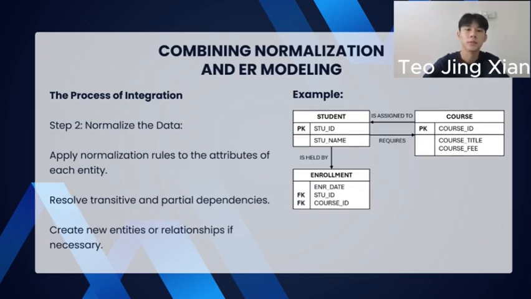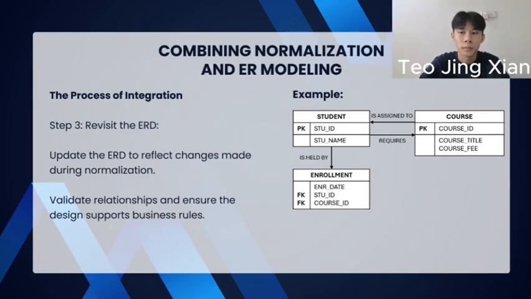Step 2, we need to normalize the data. We apply normalization rules to remove redundancies and resolve partial and transitive dependencies. To manage the many-to-many relationship, we introduce a new entity called enrollment, which links students to courses and includes attributes like enrollment date. The updated structure becomes student, course, and enrollment.